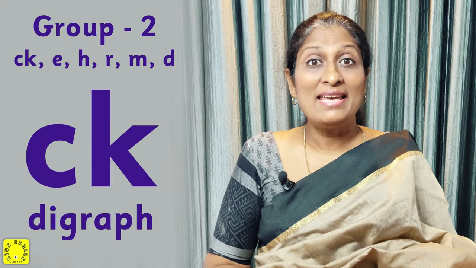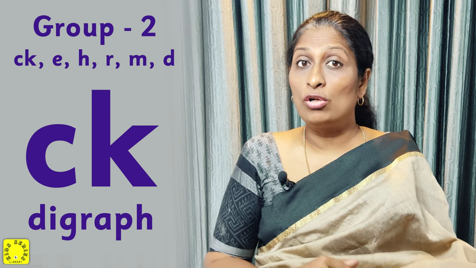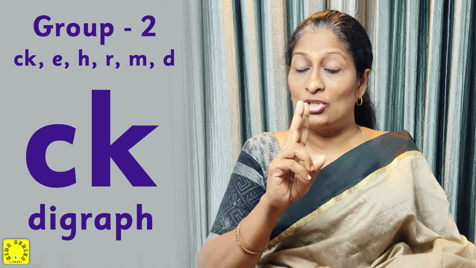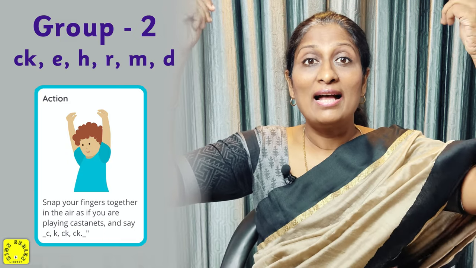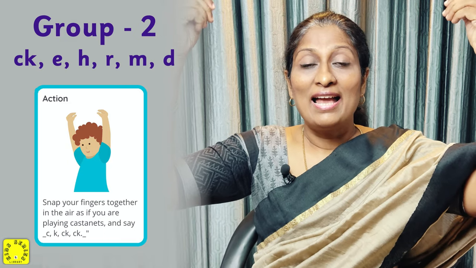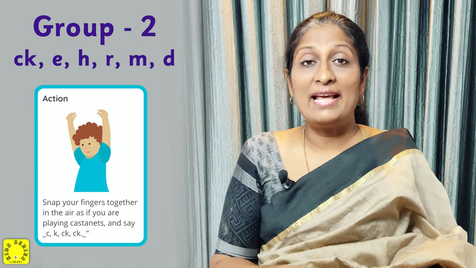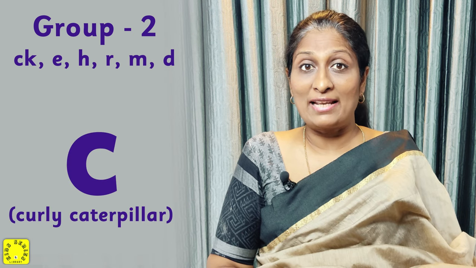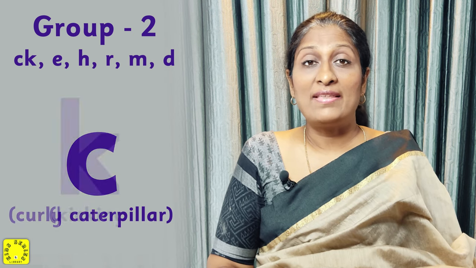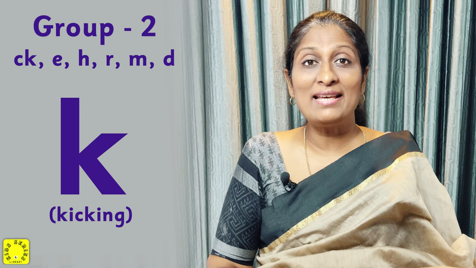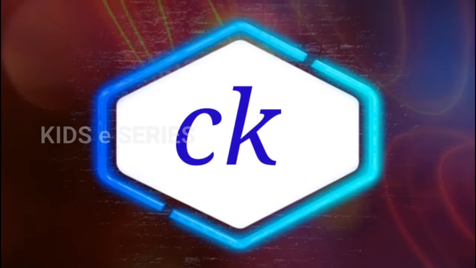Group 2. The letter C and K, and also letters CK together. K, K, K, K, K. The letter C is called curly caterpillar K, and the letter K is called kicking K. K, K.